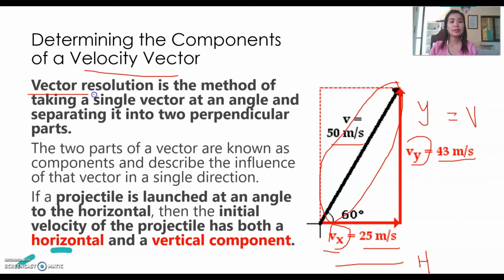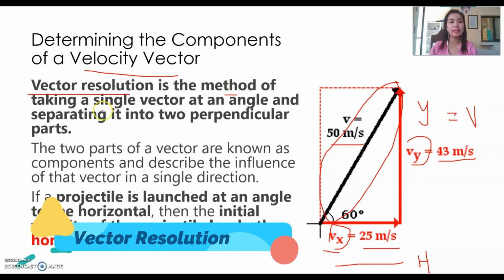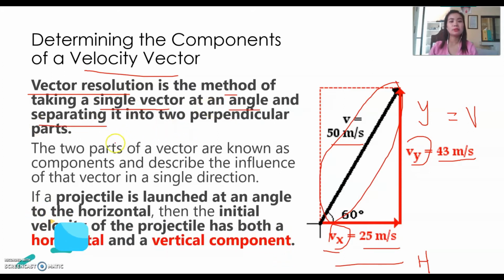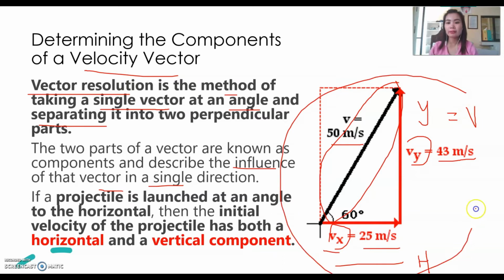First, what is vector resolution? It is the method of taking a single vector at an angle and separating it into two perpendicular parts. Actually, there are two parts of a vector known as components, and they describe the influence of the vector in a single direction. This is shown in a diagram, or free body diagram.